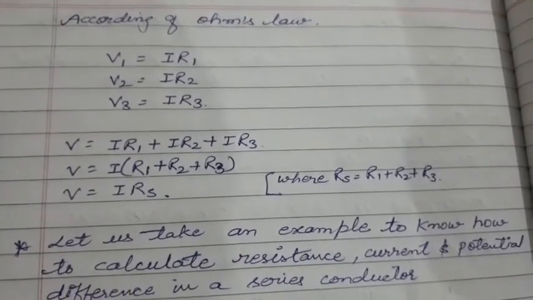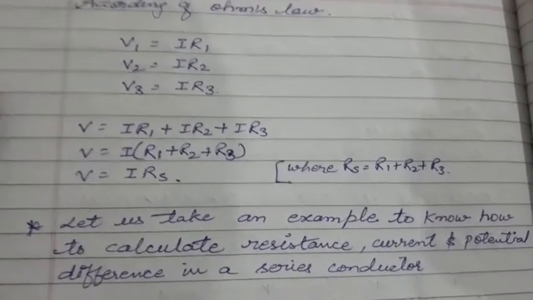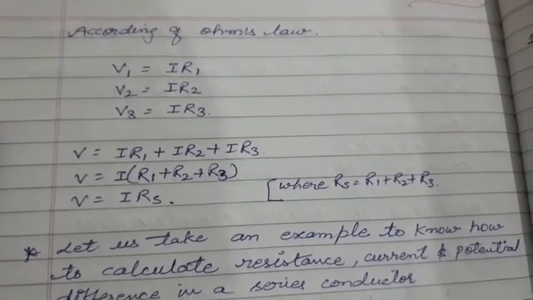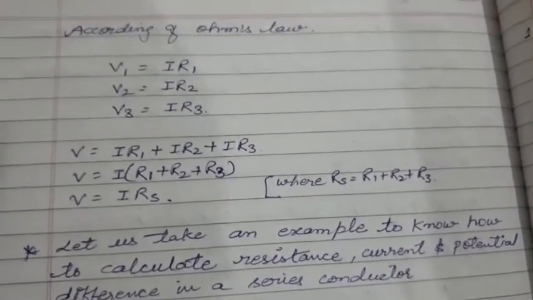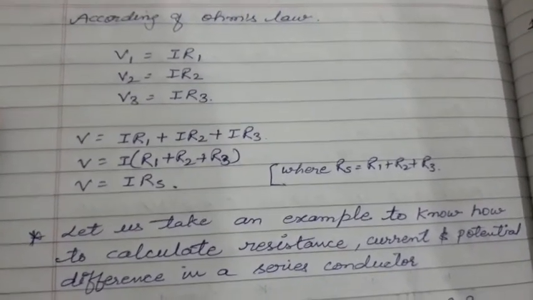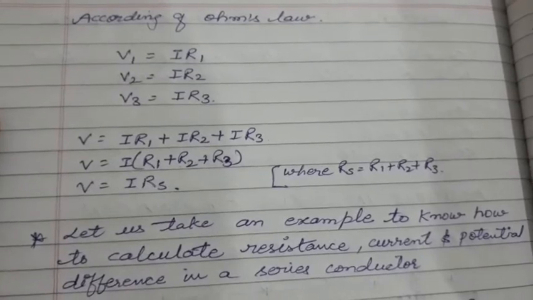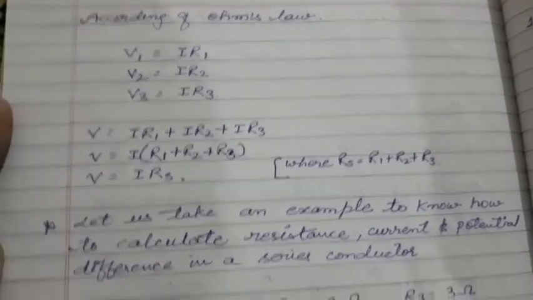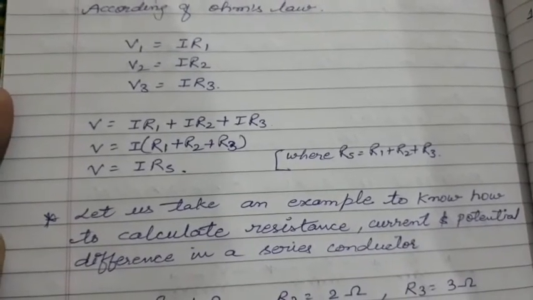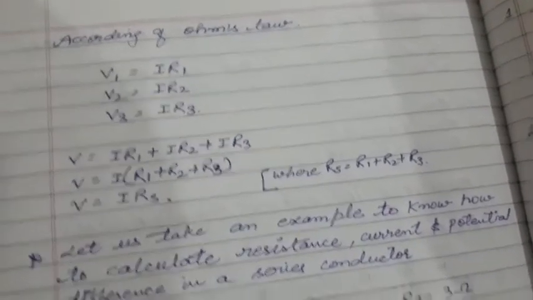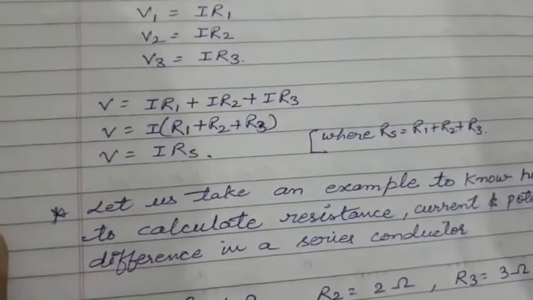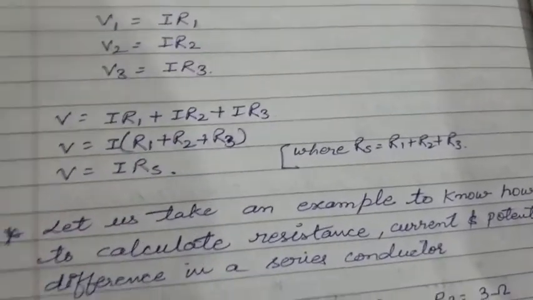Total potential difference is equal to IR1, meaning the amount of current flowing through resistor R1, plus IR2 plus IR3. If we take I outside, we have R1 plus R2 plus R3, and V is equal to IRs. See, children, when this is R1 plus R2 plus R3, we always give it the term Rs, meaning resistance in series.